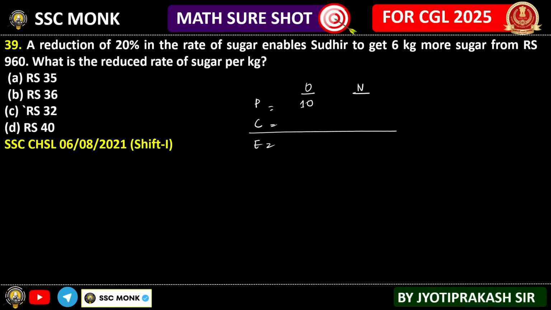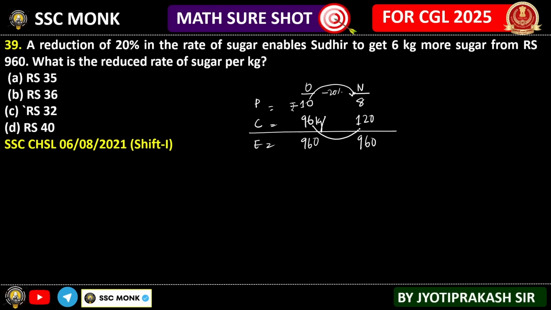And Sudhir was spending 960. That means how much sugar was he consuming? 960 by 10, 96 kg. This is in rupees. Now sugar price is decreased by 20%. That means it is now 8 rupees. And he is spending the same 960 rupees. So how much is he consuming now? 960 by 8, that is 120 kg.